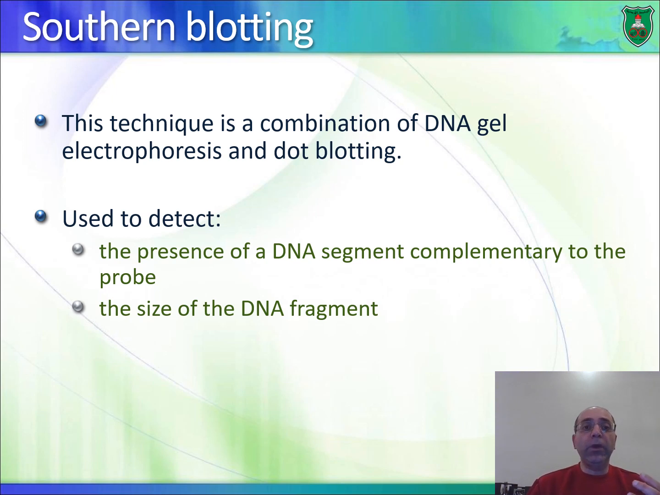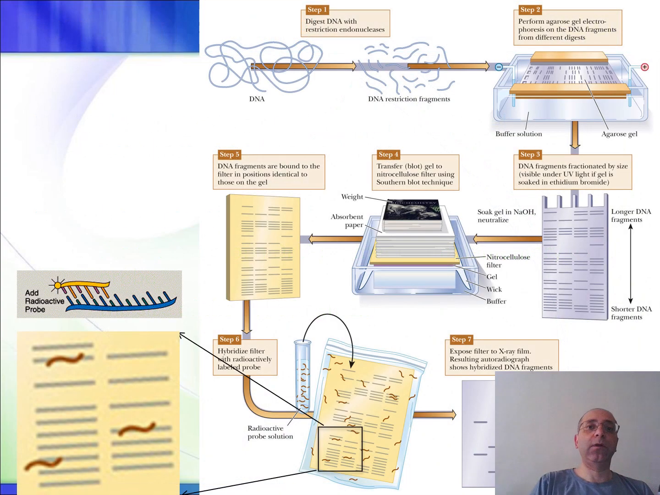And the other thing is that, based on the location of the DNA fragment, we know the size of this DNA fragment because it is separated based on size. We do electrophoresis followed by dot blotting, and that's how we do it. So DNA is taken from an individual, and this DNA is fragmented by restriction endonucleases. We will talk about restriction endonucleases in the next lecture. So you have the production of DNA fragments from this whole genomic DNA.